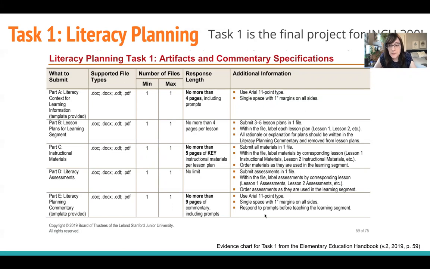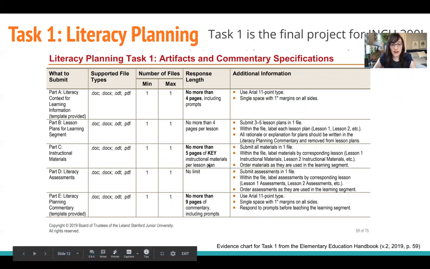And then same thing for assessments. Each assessment gets its own heading and you organize it around the lesson. So if you've got an exit ticket and a rubric happening in lesson 1, they're all going to go under the heading lesson 1 assessments. You might do your exit ticket on one page, rubric on the next, and then lesson 2 assessments, fresh page with a new heading.